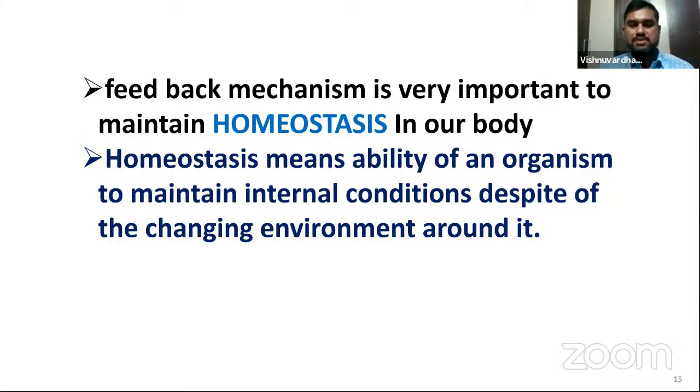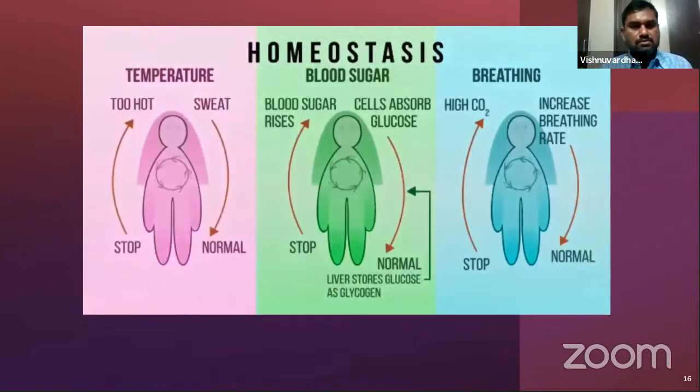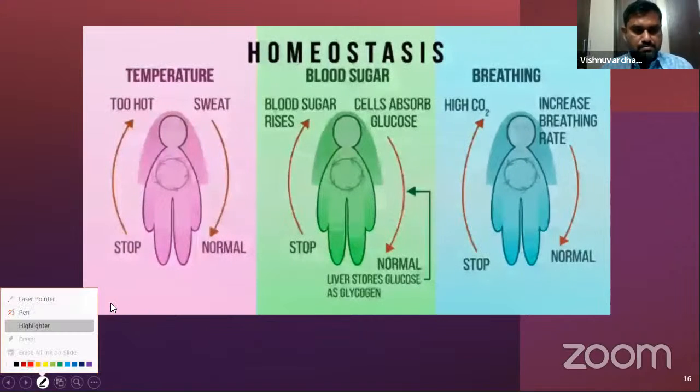This is called homeostasis, the ability of an organism to maintain internal conditions despite the changing environment around it. The environment may change its conditions, but internal conditions should not be changed for the survival of that organism. Here you observe: homeostasis maintains a constant internal environment so that important functions and processes in the body can be carried out properly. We looked at homeostasis in more detail, getting too hot or too cold.